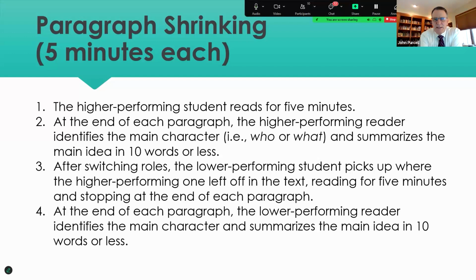they'll reread just to practice that again. It depends on your students. If the students are really struggling, but in most cases, they're going to switch roles. The lower performing student will pick up where they left off. They will read. Again, with paragraph reading, you're also providing those words if the student is struggling with a word. But the point of paragraph shrinking is not only practicing that reading, but really being able to tell the who or the what. And you're going to see a good example of that.